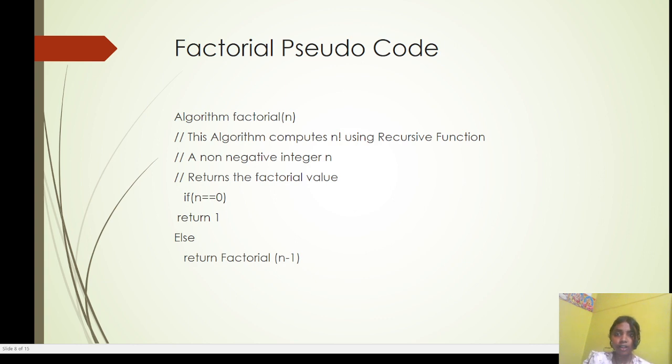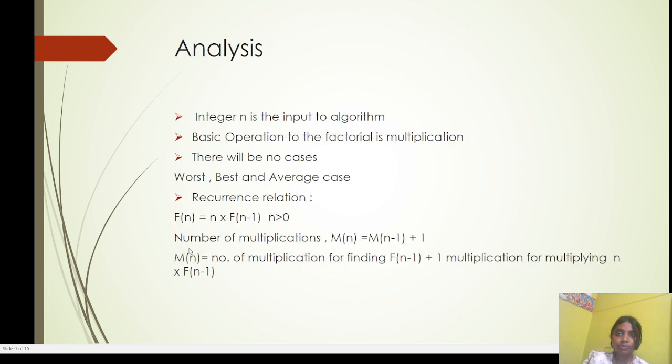Factorial pseudocode. The algorithm is Factorial of n, and the first statement is used as a purpose. This algorithm computes n factorial using the recursive function. The input is a non-negative integer n, and the output returns the factorial. If the value of n equal to 0, it returns 1, else return factorial of n minus 1 into n. And the analysis of the factorial algorithm: integer n is the input to the algorithm.